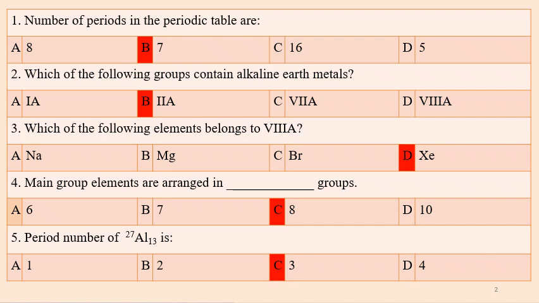Question number 4 is main group elements are arranged in blank groups. The correct answer is A. Main group elements are representative elements, s and p block elements. They are arranged in 8 groups, 1A to 8A. These include alkali metals, alkaline earth metals, halogens, noble gases, etc.